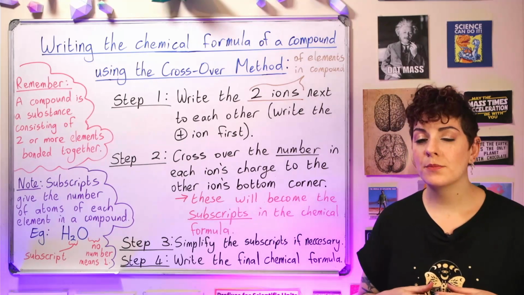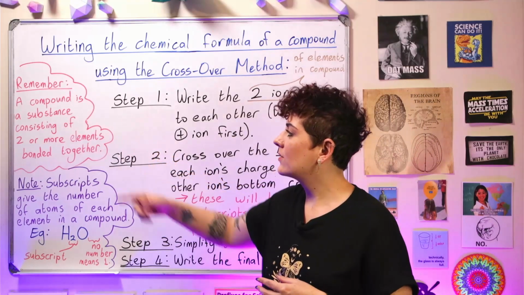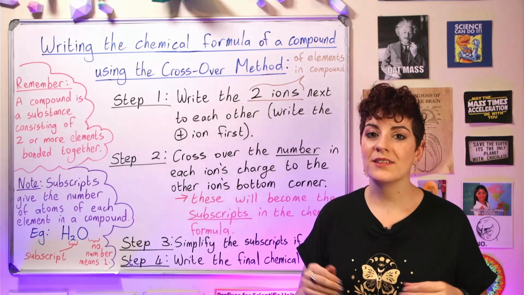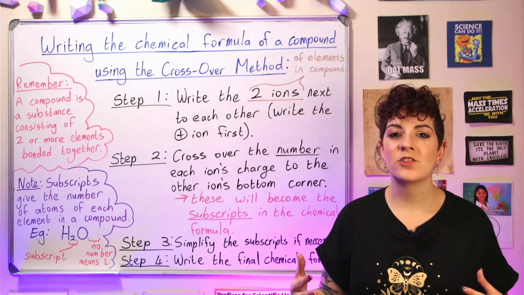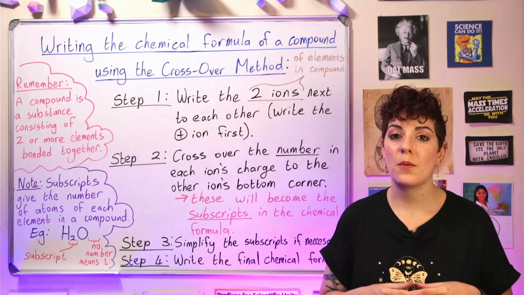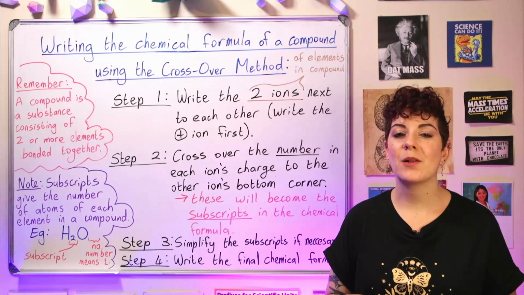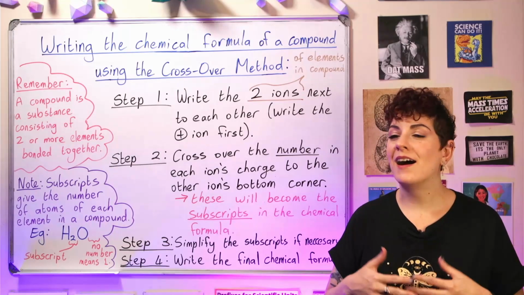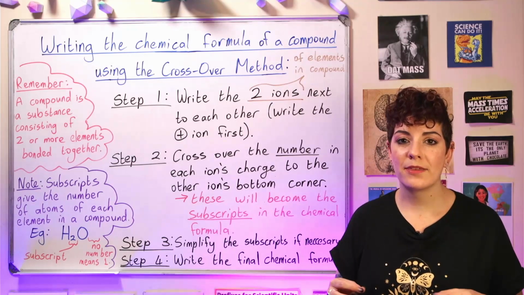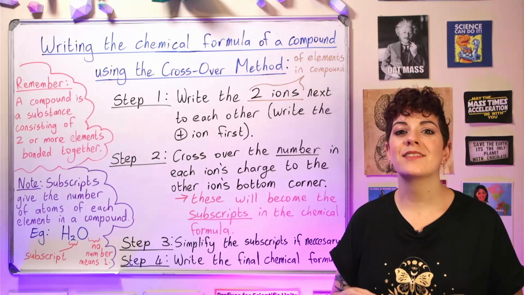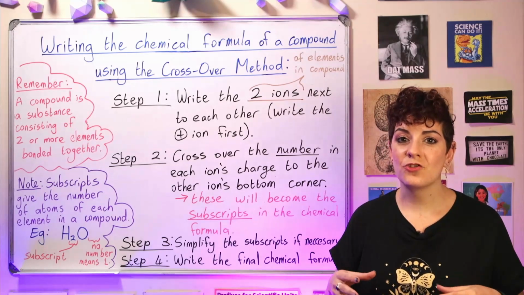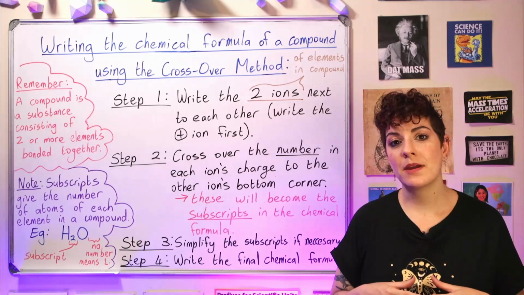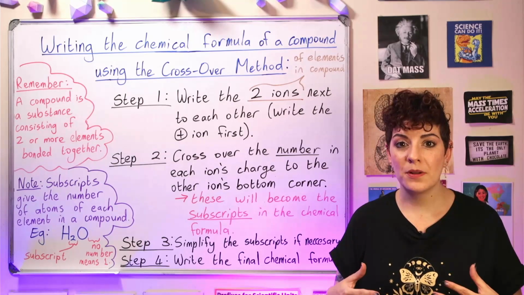Now, friendly reminder before we get started, a compound is a substance consisting of 2 or more elements bonded together. And typically with these examples, we would be given the name of a compound, and then we will use the name to help us write the chemical formula. So we're going to use a certain method that I love. It's called the crossover method, and I firmly believe it is the simplest method to get the correct chemical formula of a compound.